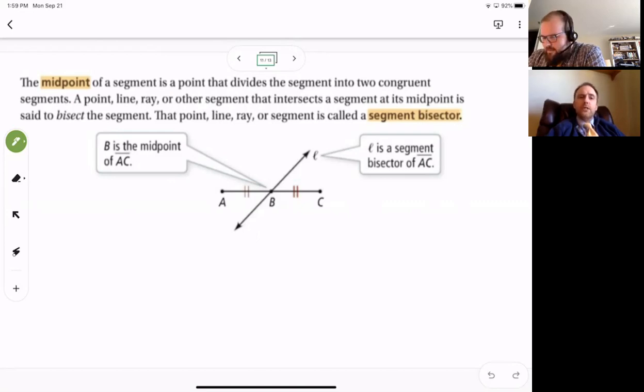And this is interesting because you can do it with a line, ray, or a segment and call that a segment bisector. Could you also call a point a segment bisector? No, you just call that the midpoint, because that point isn't bisecting anything, it's just on the line. But anything that passes through that midpoint would be a segment bisector. Yes, which I guess you could do with a plane also, but that would be kind of wacky. Yeah, it'd be weird. Or I guess any planar figure for that matter.